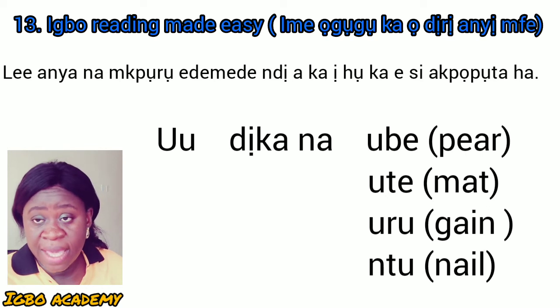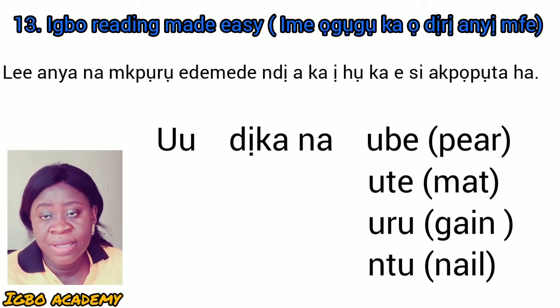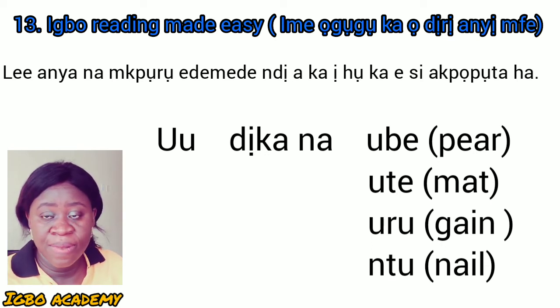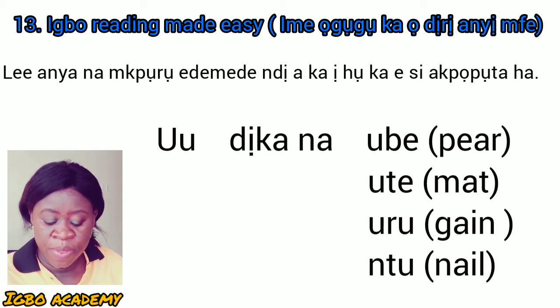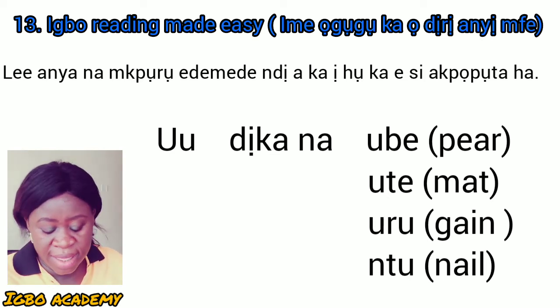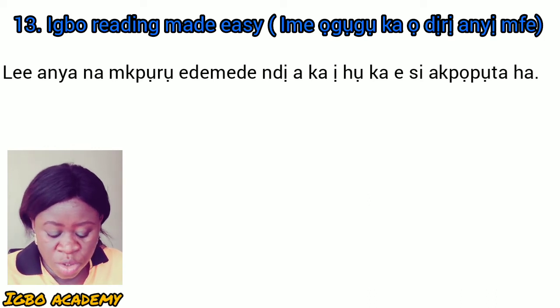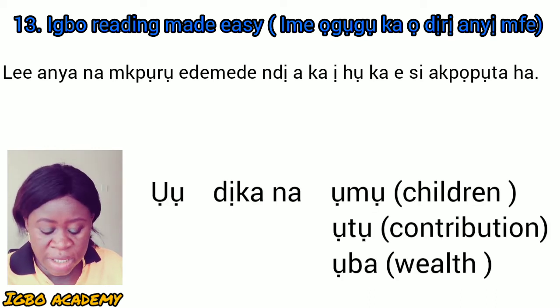Ube, you. Dịka na ube, you all know what ube is. Ube is pear, the avocado pear, or the other pear, the black one. Ute, mat. Uru, gain. And untu, nil. Then we'll go back to U with the dot under.